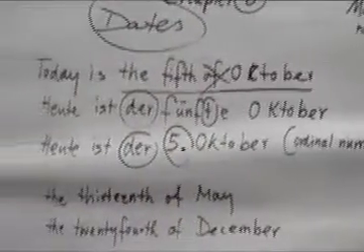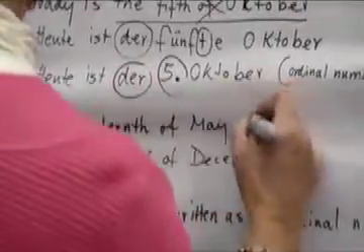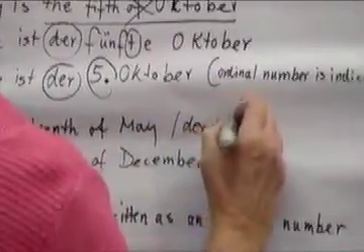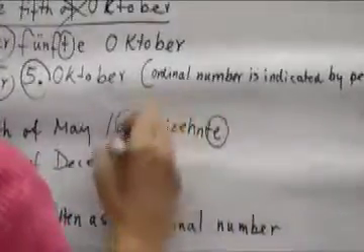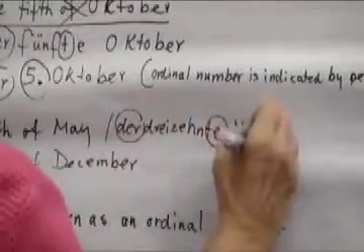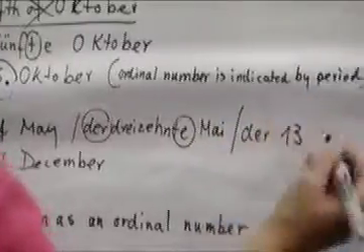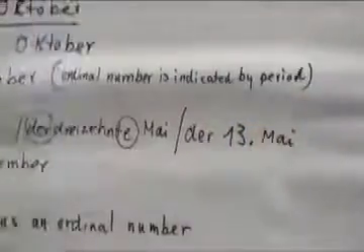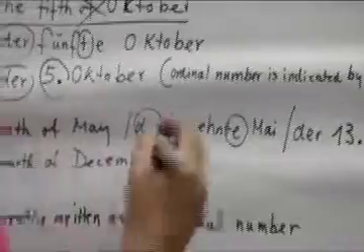Now, how do we say the 13th of May? What are the two ways we can say it? We can say der 13. Mai, right? Or der 13 in a numeral with a period followed by the month. Der 13. Mai. The 24th of December.